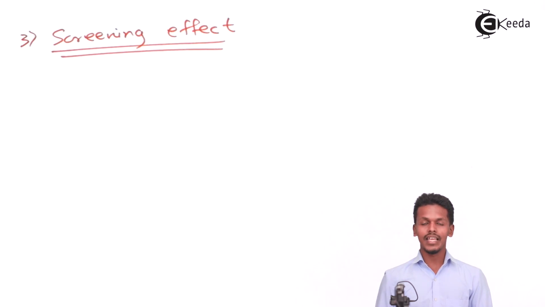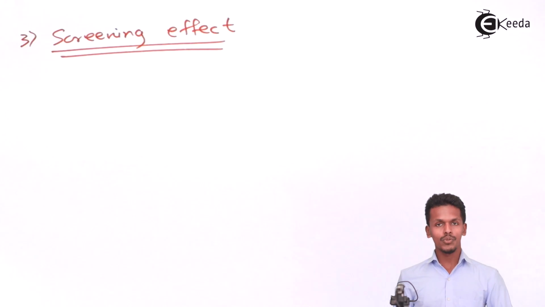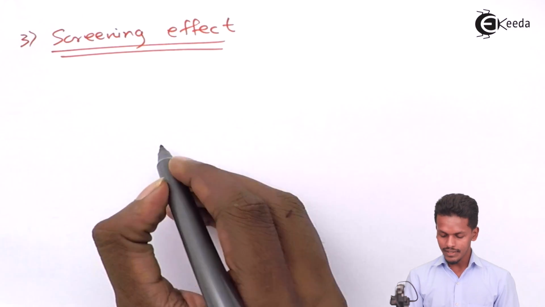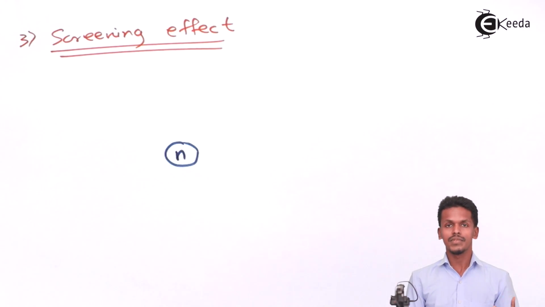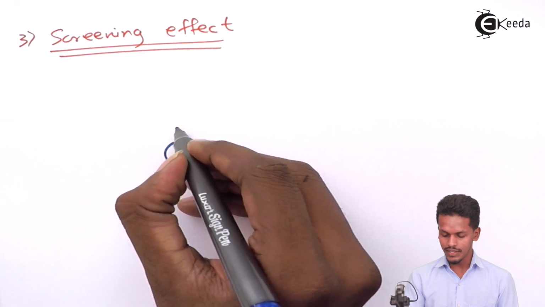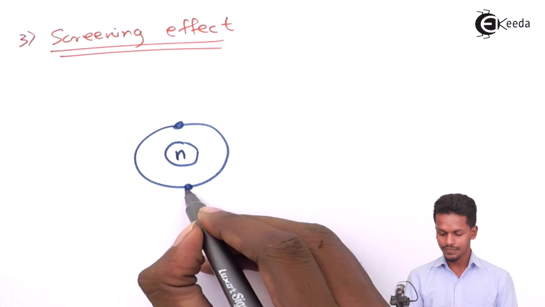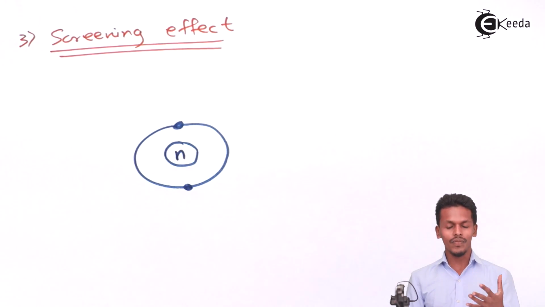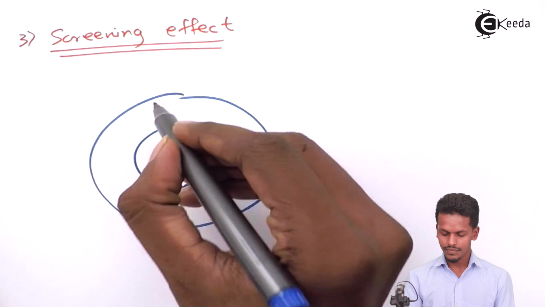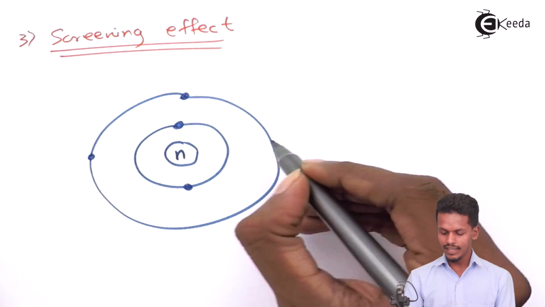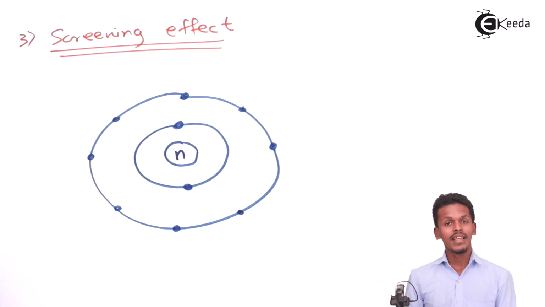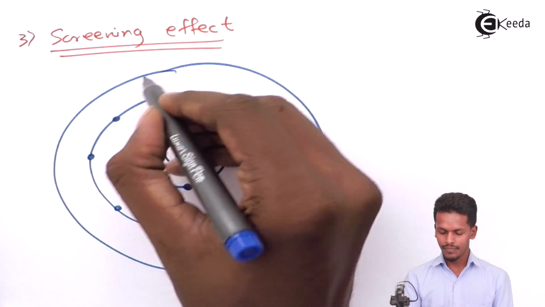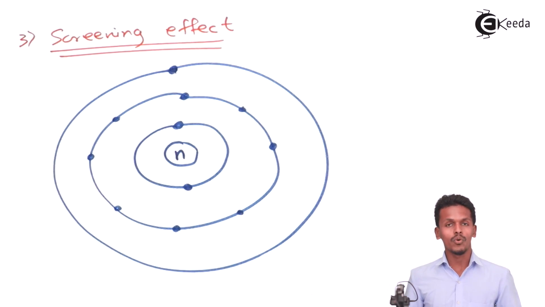So what is actually screening effect? Let me tell you that also. Talking about sodium, because sodium is the one that I'm going to talk about. Sodium consists of basically three main shells. The first one consists of 2 electrons. The second shell consists of 8 electrons, as I will draw here. And ultimately 1 electron in the outermost shell.